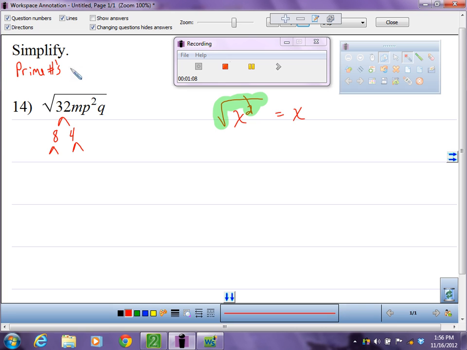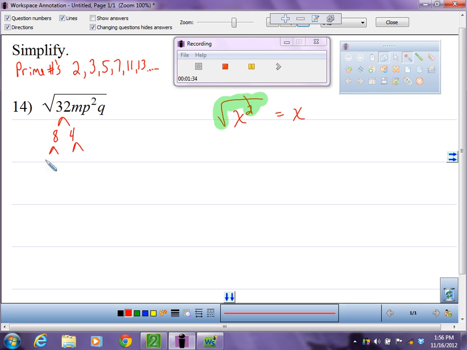Again, prime numbers are what? Numbers that can be divided only by itself and 1. So it can be a 2, it can be a 3, it can be a 5, it can be a 7, 11, 13, on and on. Only by itself and 1. Not the 1, because you need two different numbers. Itself and 1, and they have to be two different numbers.